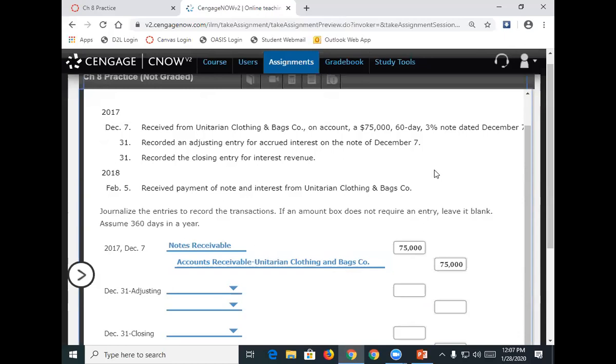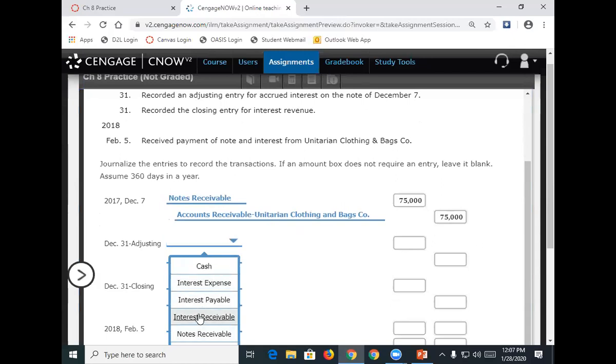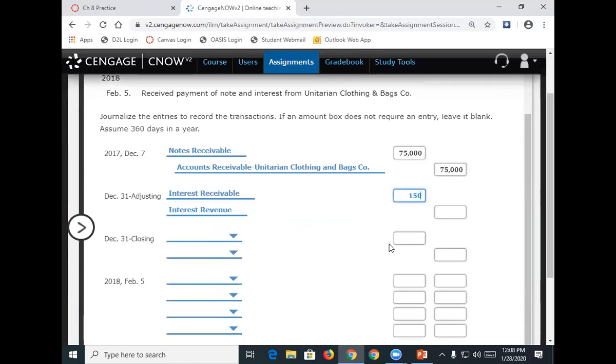So we just follow our same format though. 75,000 times 3% times 24 divided by 360. Very good, $150. So our interest, as our adjusting entry that we need to recognize, is $150. So again, we're going to debit interest receivable and credit interest revenue, $150.